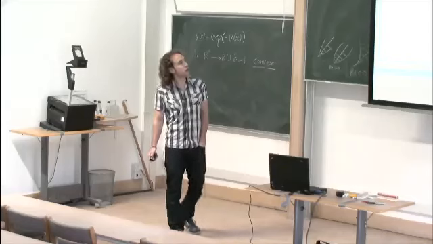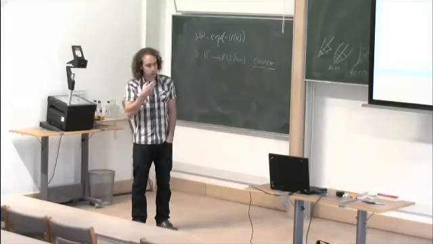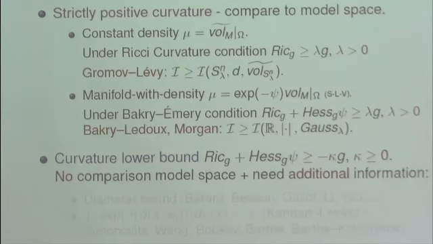Okay, now life is good when curvature is strictly positive, but what happens if it's 0 or even negative? Let me call this minus kappa. What if this is our curvature lower bound? Turns out that in this case, there is no model space to compare to. We'll get back to this point at the end, hopefully. So we need some additional information in order to obtain some type of isoperimetric inequality.